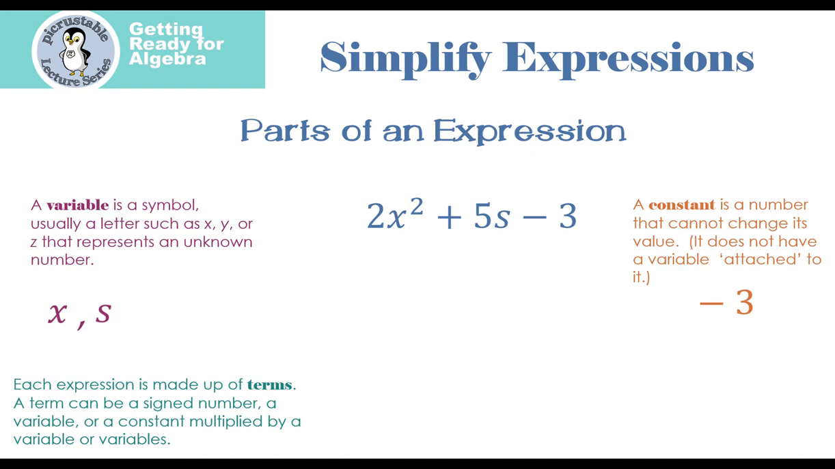Each expression is made up of terms. A term can be a signed number, a variable, or a constant multiplied by a variable or variables. What? Well, let me show you. 2x squared is considered a term. 5s is also a term. And -3 is also considered a term.